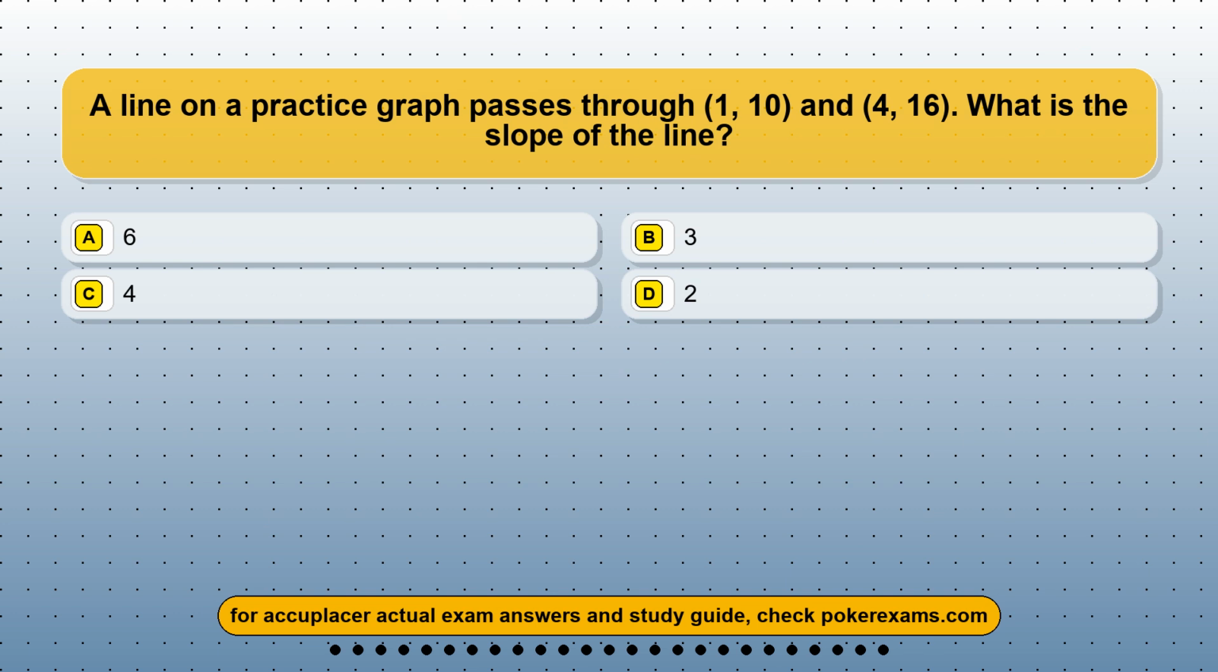Question 25. A line on a practice graph passes through (1, 10) and (4, 16). What is the slope of the line? Option A, 6. Option B, 3. Option C, 4. Option D, 2.